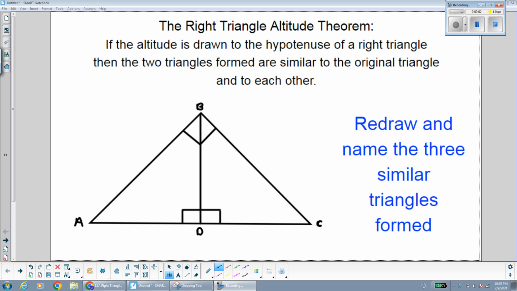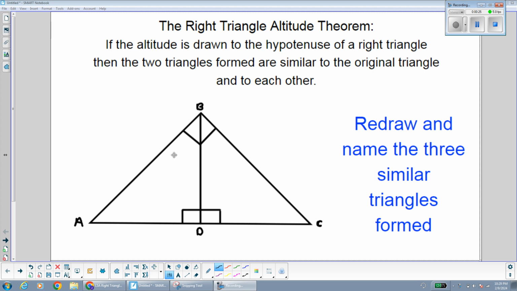The right triangle altitude theorem says that when you have a big right triangle with an altitude drawn to its hypotenuse, three similar triangles are formed. The original big right triangle and the two smaller right triangles are all similar to each other.